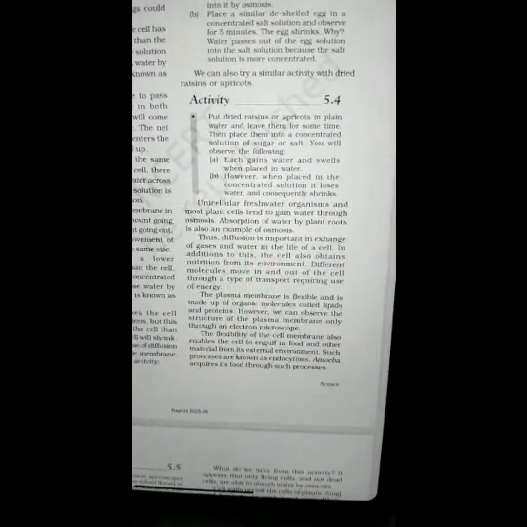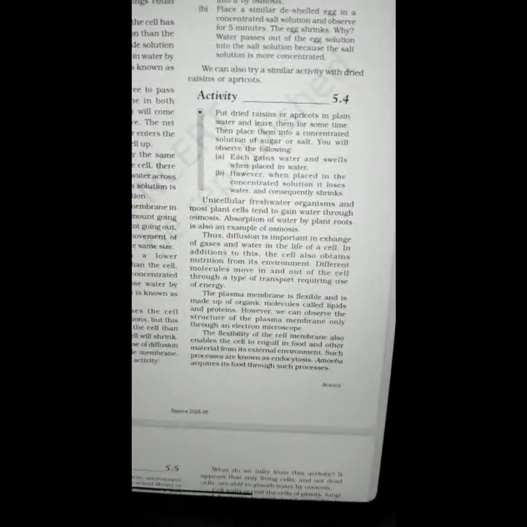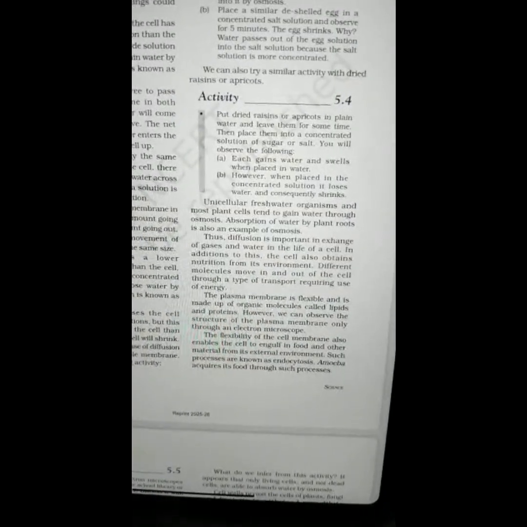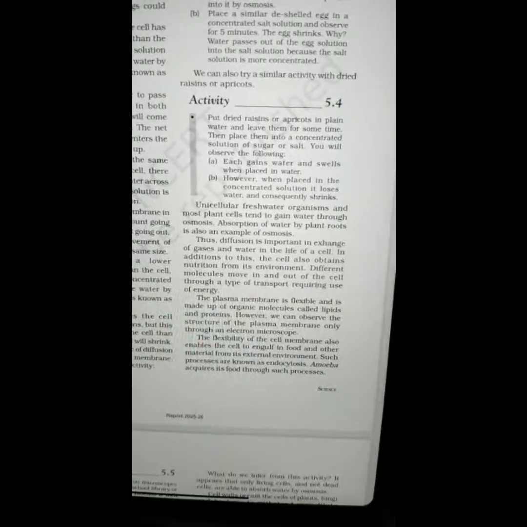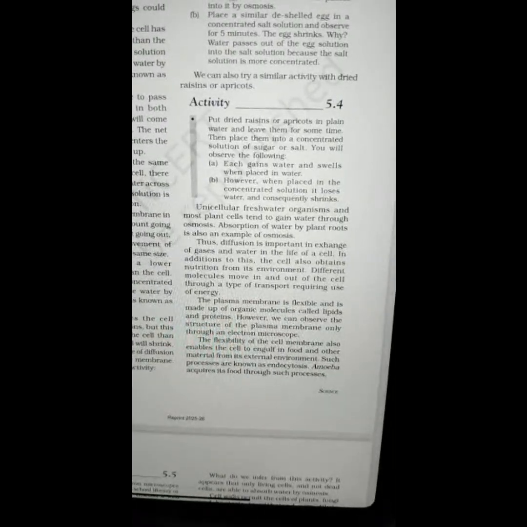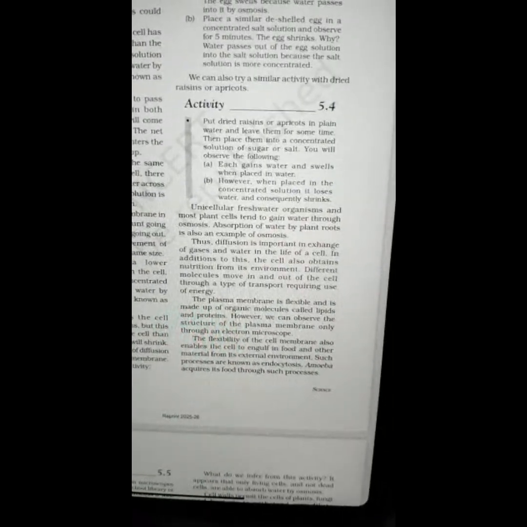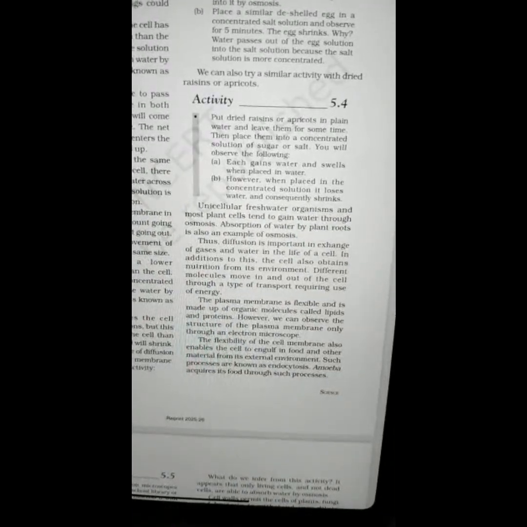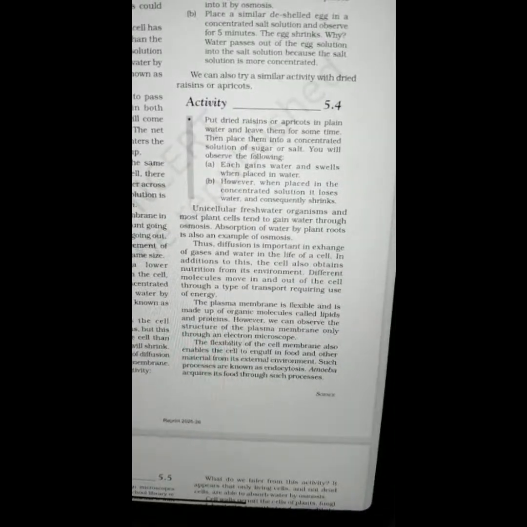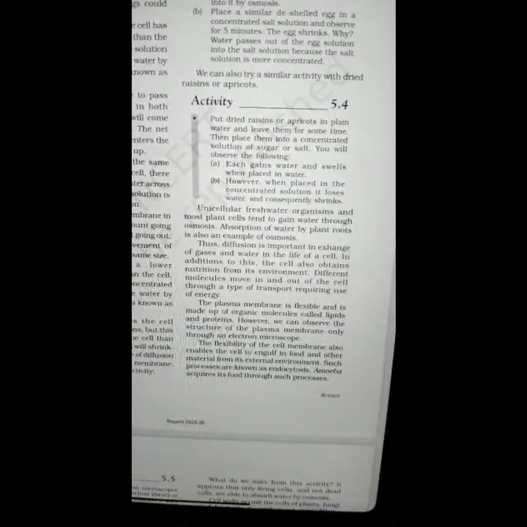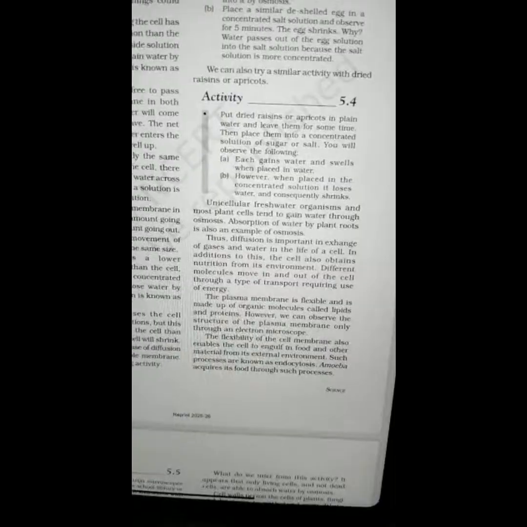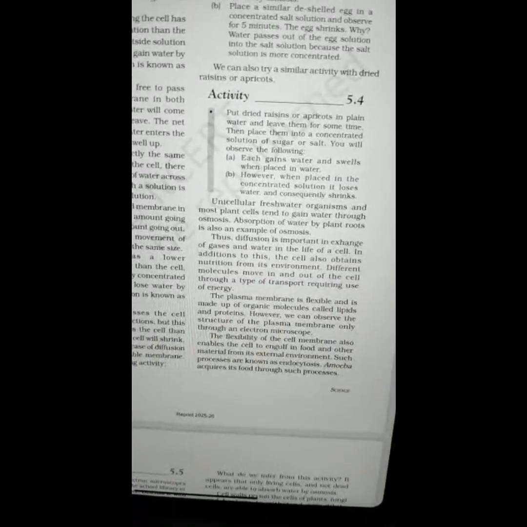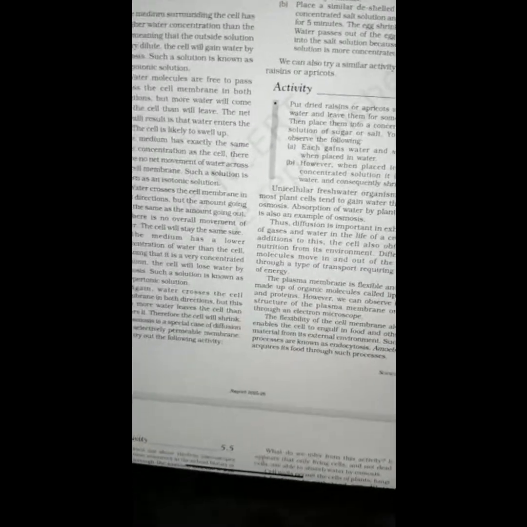Now, the last two paragraphs. The plasma membrane is flexible and is made up of organic molecules like lipids and proteins. However, we can observe the structure of a plasma membrane only through an electron microscope. The flexibility of the cell membrane also enables the cell to engulf food and other material from its external environment. Such processes are known as endocytosis. Amoeba acquires its food through such processes.